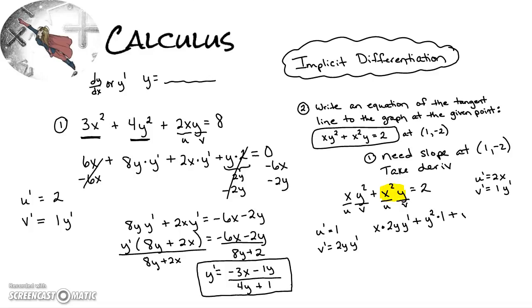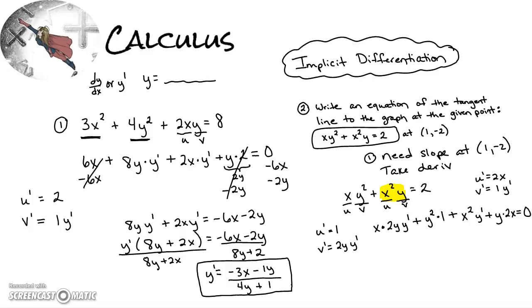So u, which is x squared, times v prime, which was 1 y prime, I'll just write that, plus v, which was the y, times u prime, which is 2x, and then equals 0 again, because there was just a 2 on the other side. The derivative of 2 is 0.